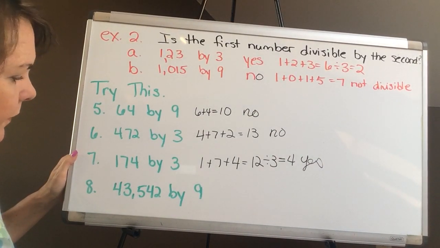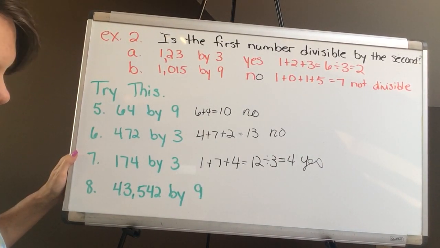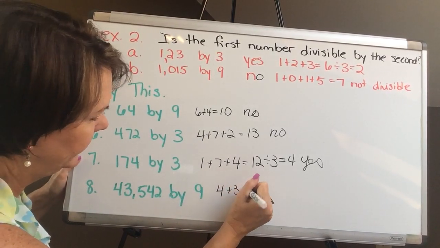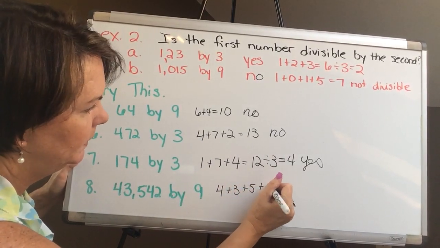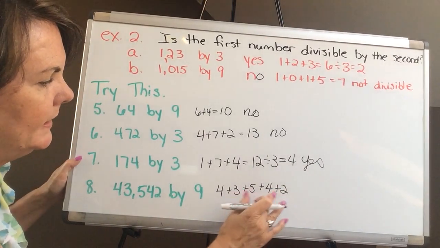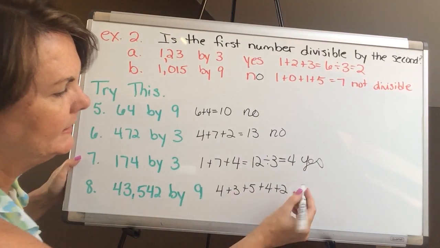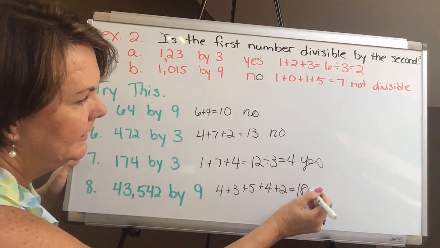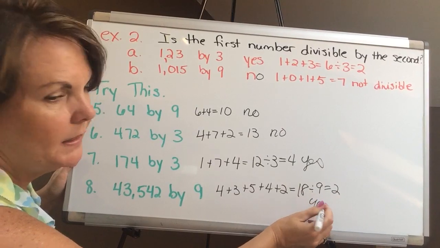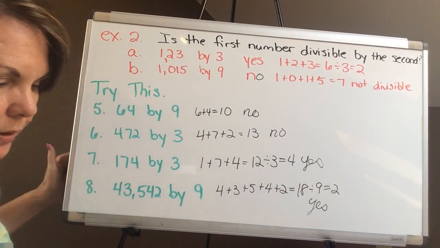And number 8, 43,542. Okay, so we're going to do 4 plus 3 plus 5 plus 4 plus 2. 4 and 4 is 8 and 2 is 10. 3 and 5 is 8. 10 and 8 is 18. Is that evenly divided? Yes, it is 2 times. So my answer here is yes, that works.